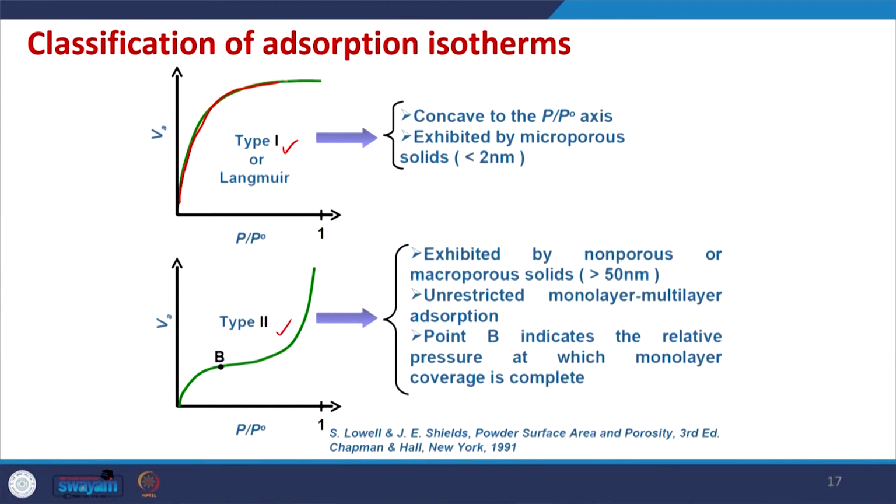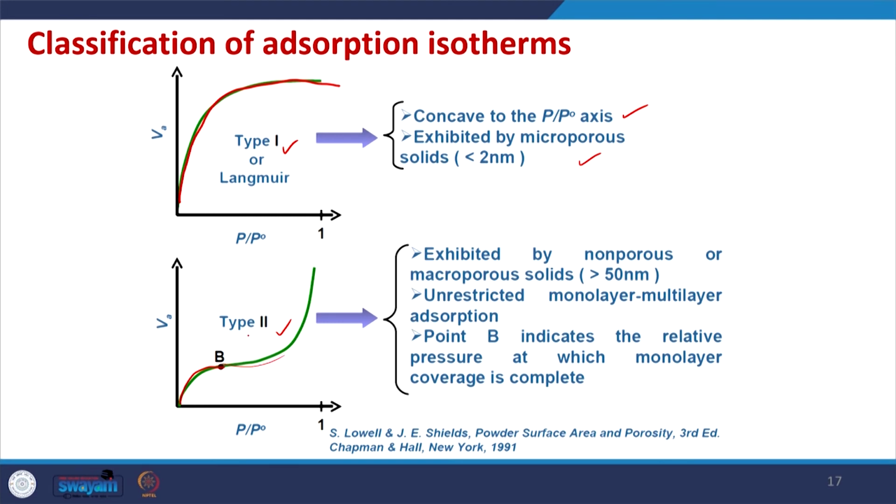So, first is type 1, which is very similar to Langmuir. Here the saturation is being reached. So, this is called the type 1 isotherm. It is concave to the P by P0 axis, and if it is there, it exhibits that this particular material has more microporous structure. Now, there is a possibility that the curve may go up to saturation up to this, and again it goes up.